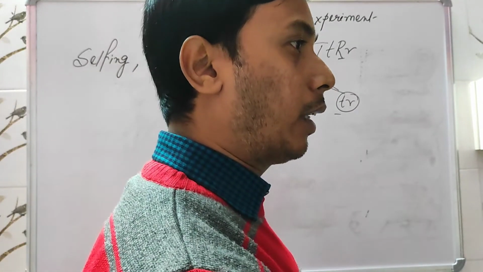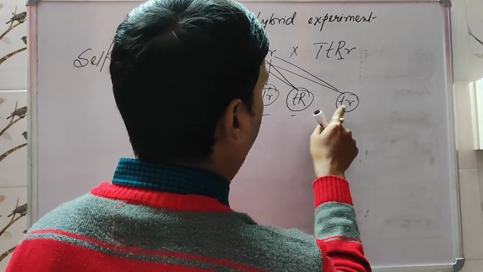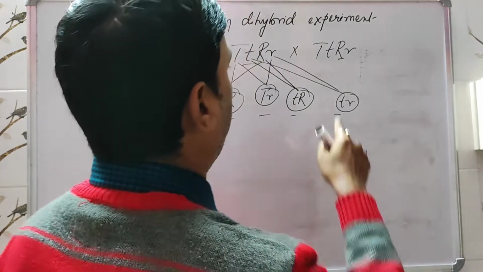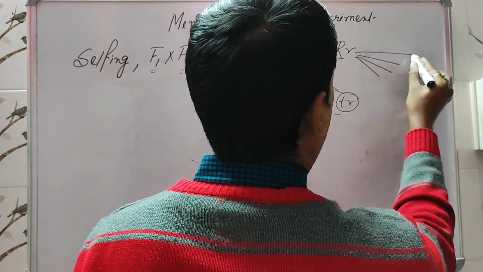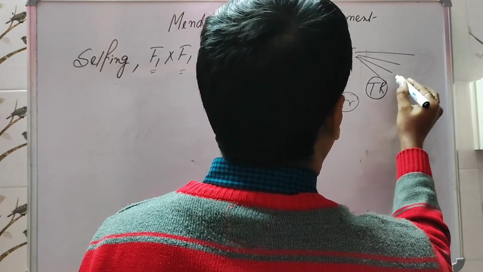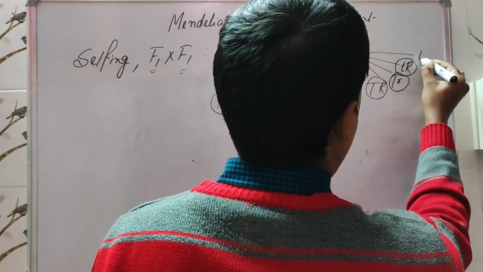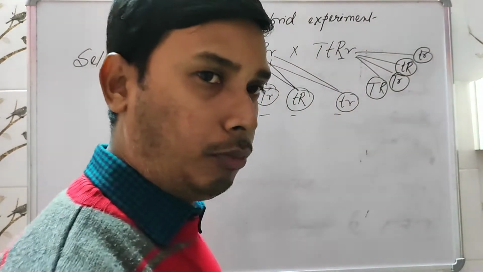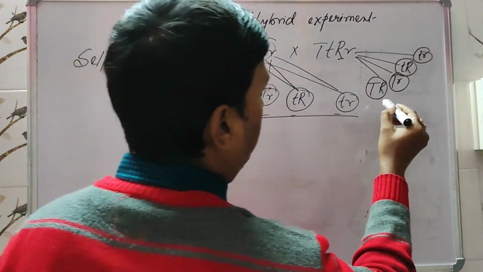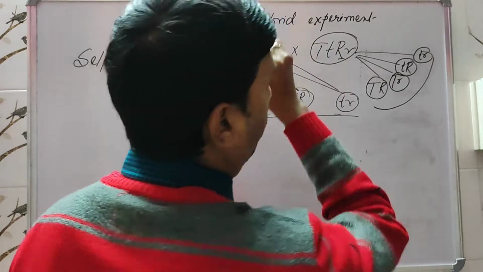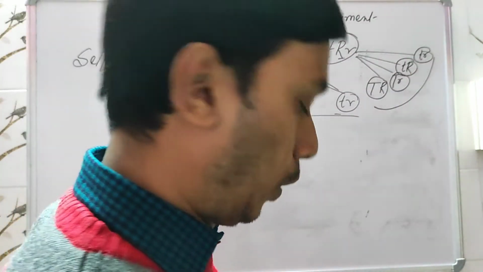From the other parent also, the same kind of gametes will be obtained: capital T capital R, or capital T small r, or small t capital R, or small t small r. Same only. So these are the possible combinations of the gametes obtained from this one, and these are the possible combinations of the gametes obtained from this one. Now we have to place them in a Punnett square.